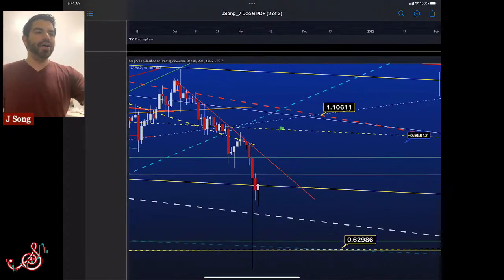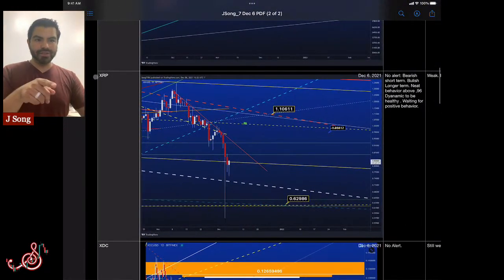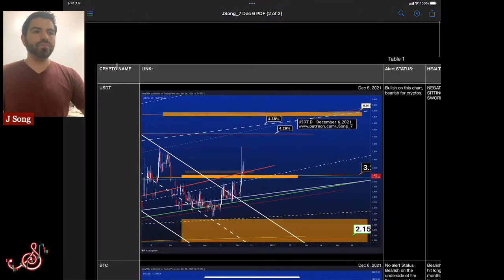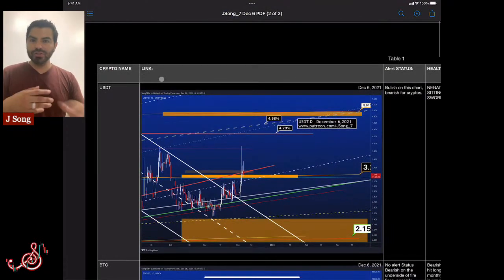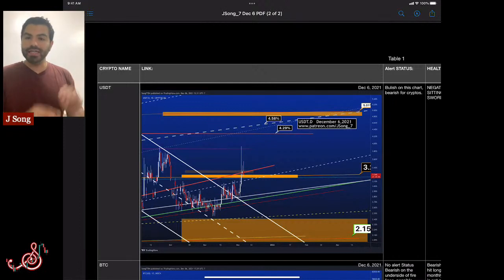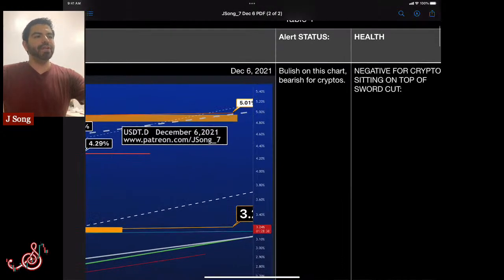On this side, you'll see the name of the crypto, and I have a crypto name and link, which is usually just a picture of one of the notes. It's not the full notes. You guys still need to look it up, and you can type it in the search bar on my website, and you can take a look. And then I put an alert status.